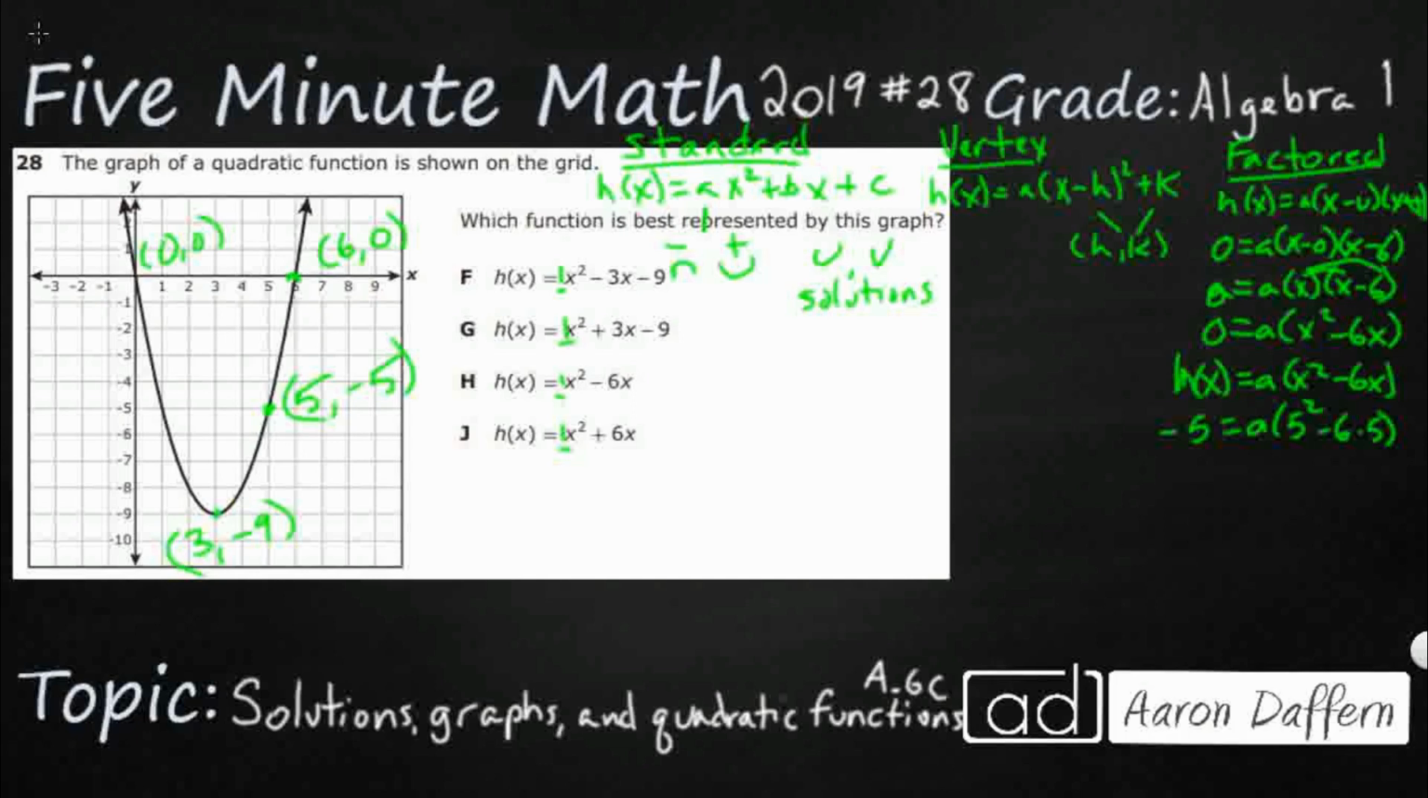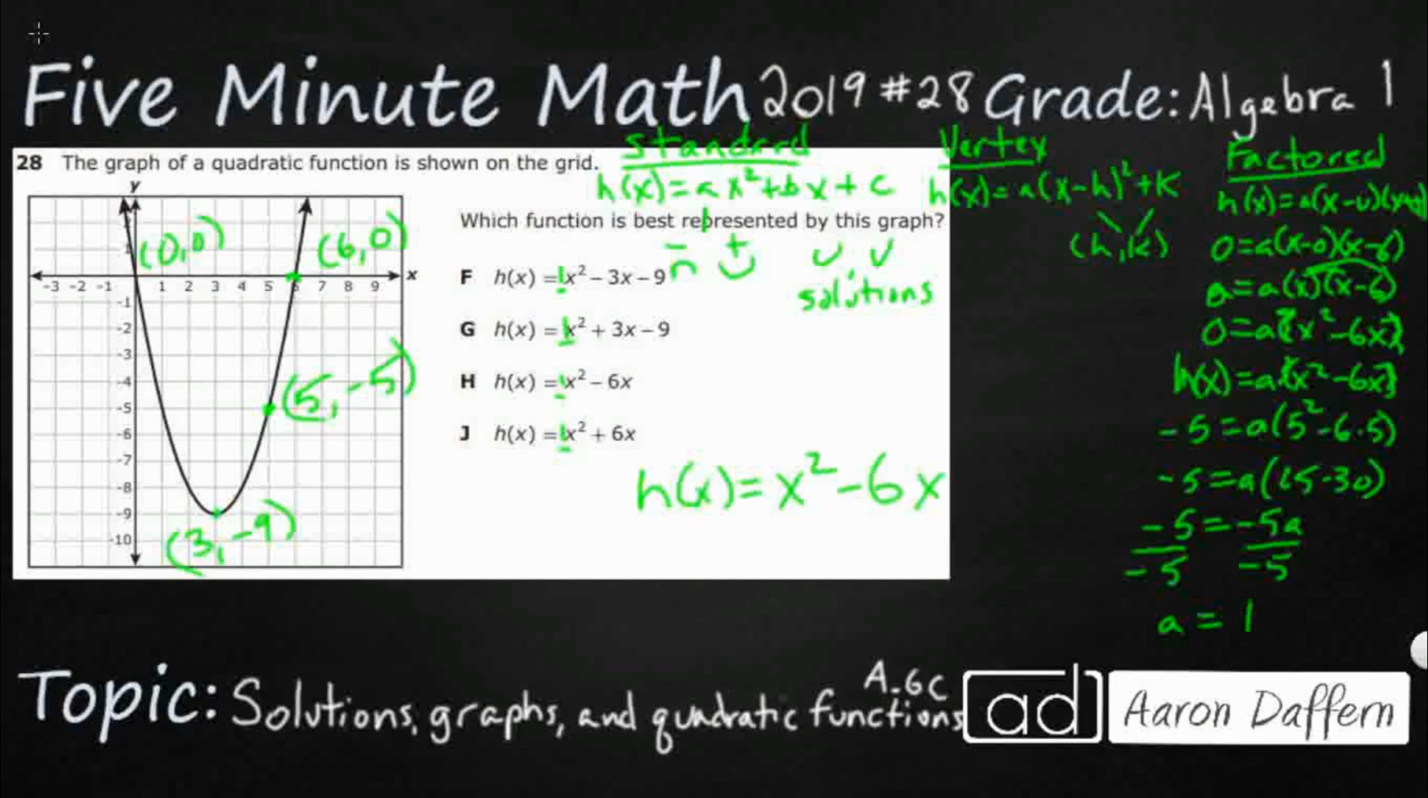So I've got, let's see, -5 equals a times 25 minus 30. Yep, look at that. -5 equals -5a. We have to divide both sides by -5. A equals 1. So it really just disappears. It's not always going to be that easy, but that's just going to be 1. So we can actually just take these off right here, and we can say x squared minus 6x. That's what h of x is. It's an upward facing, positive a. My answer is h.